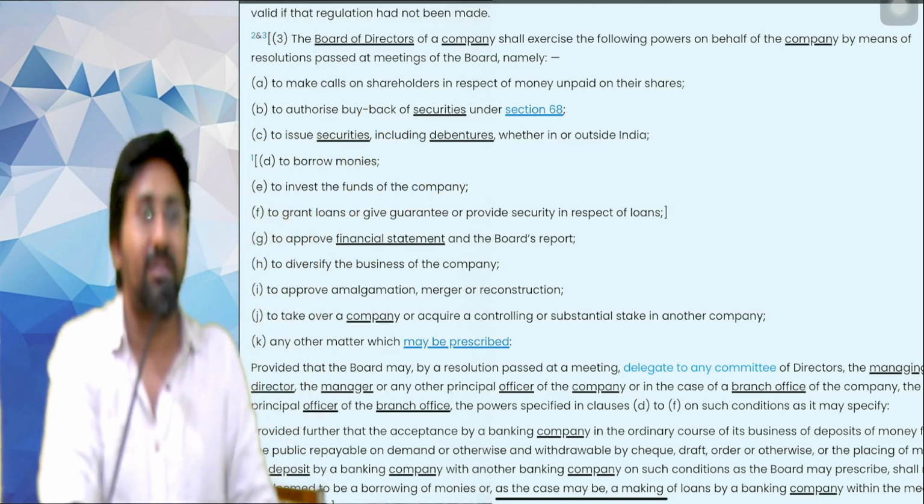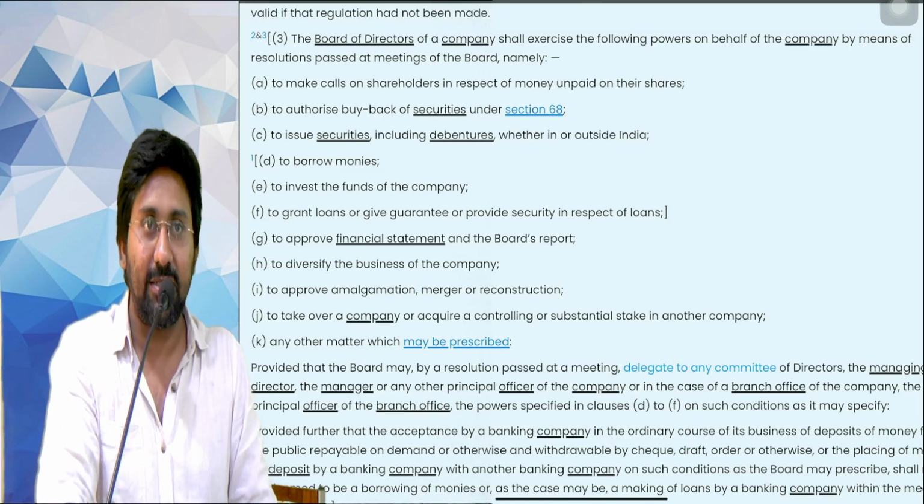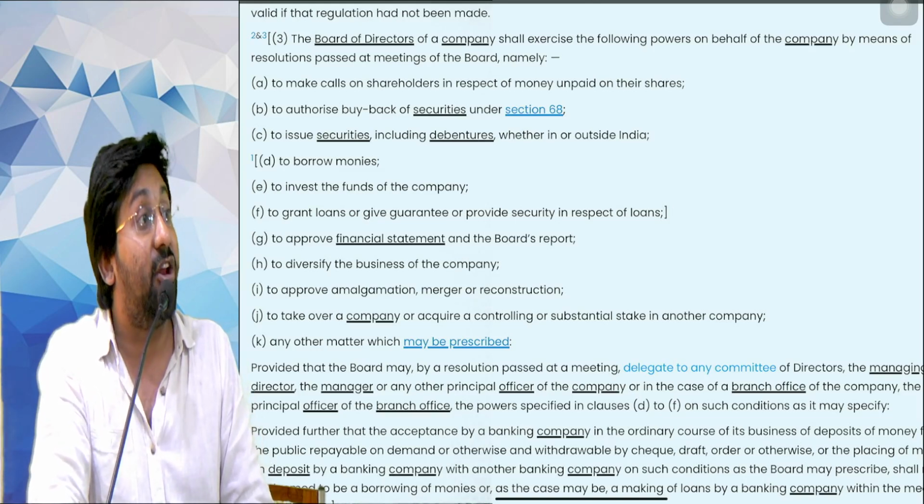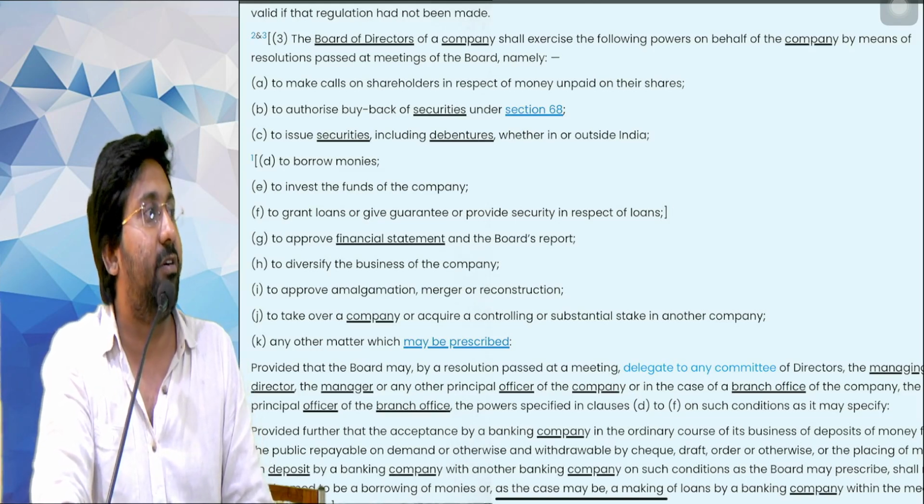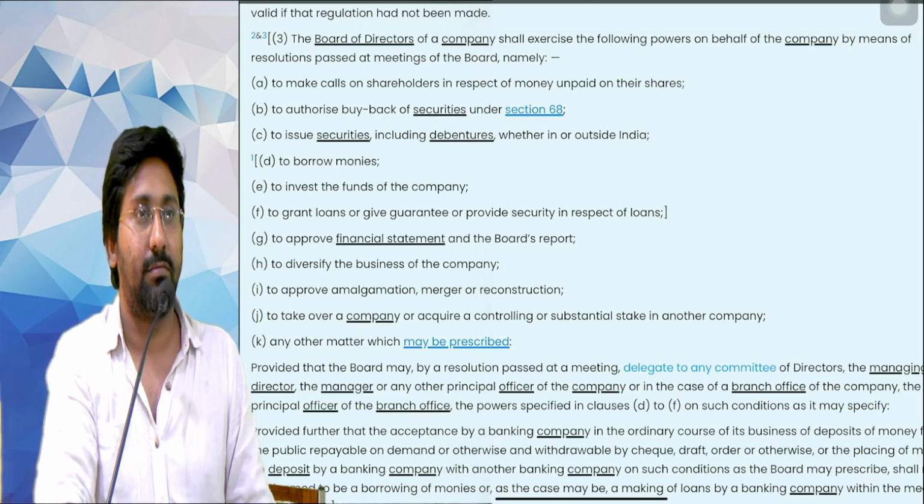Sir, is offer for sale in our syllabus? Is it there in the syllabus? It is there in your CA Inter. Section 25, deemed prospectus.